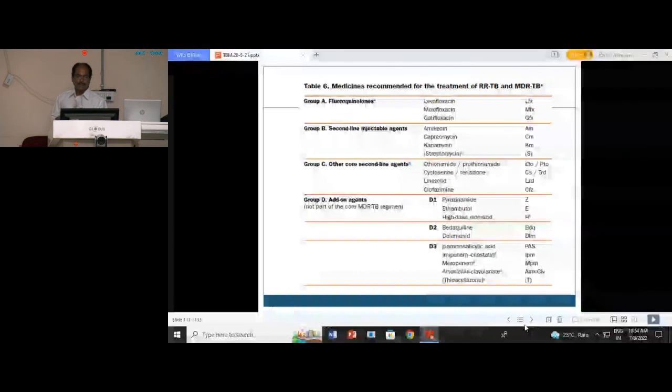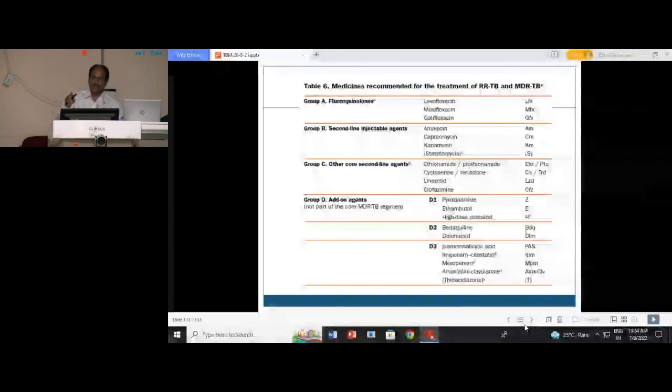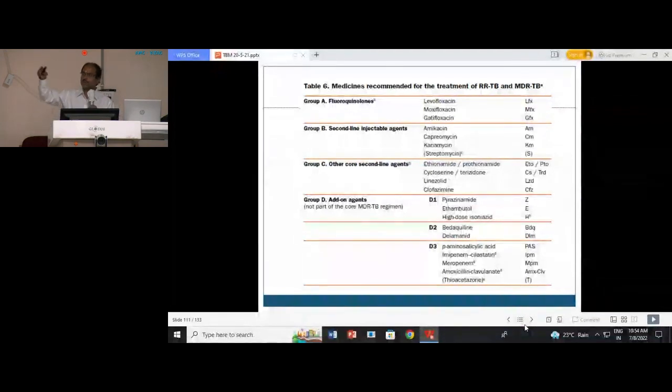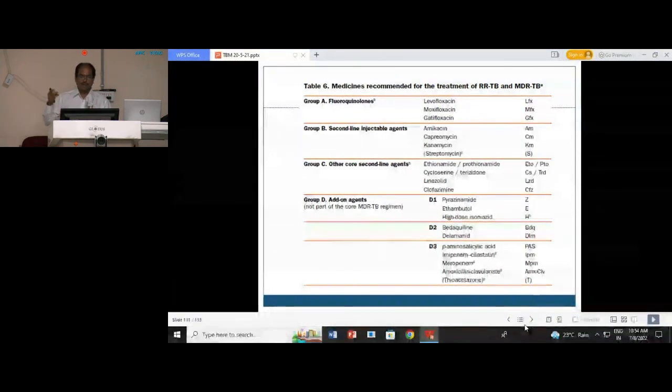Group D, I already told you, pyrazinamide is a must. In Group D, 1 is pyrazinamide, that is a must. Apart from pyrazinamide, you have to select 4 drugs: 1 from A, okay, levofloxacin; 1 from B, okay, amikacin or streptomycin. 3 are over. You have to choose 2 more drugs from Group C.